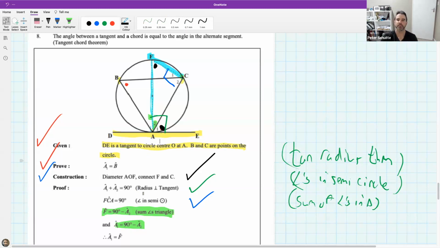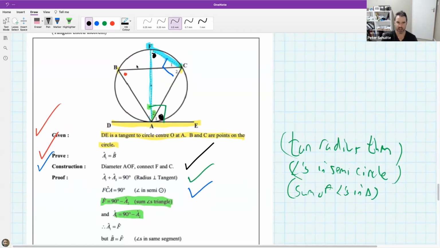Okay. But now, to finish this proof off, A1 is equal to F because both of them are equal to 90 minus A2. So both F and A1 are equal to 90 minus A2. So A must be equal to F. This one over here must be equal to this one over here. But you've now got angles in the same segment, so you know angle F is equal to angle B.